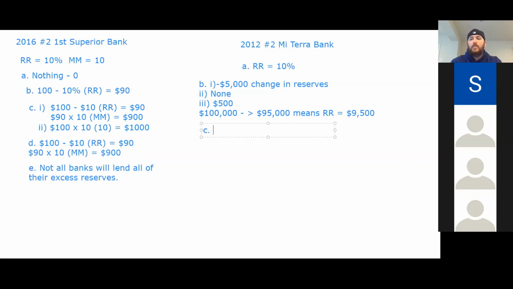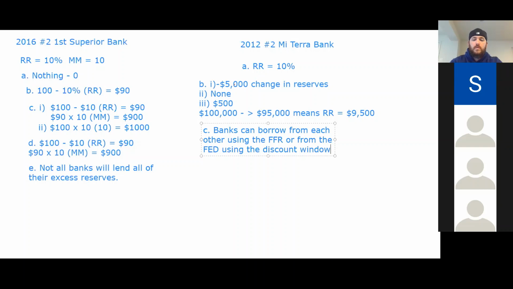So if a bank has a withdrawal that exceeds the amount of its reserves, it's going to now have to borrow the difference to meet its requirement. So banks can borrow from each other using the federal funds rate or from the Fed using the discount window. Okay. And that is the answer for C for 2012, number 2.